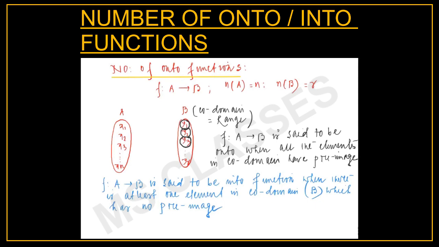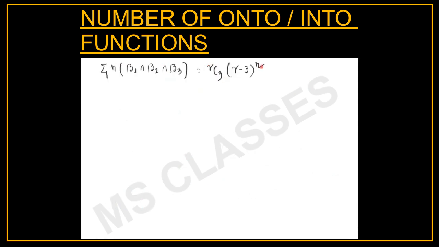So now for each element, how many options? R minus 3 options. So that is R minus 3 to the power of n. Now, what is our intention to take? n of B1 union B2 union B3.